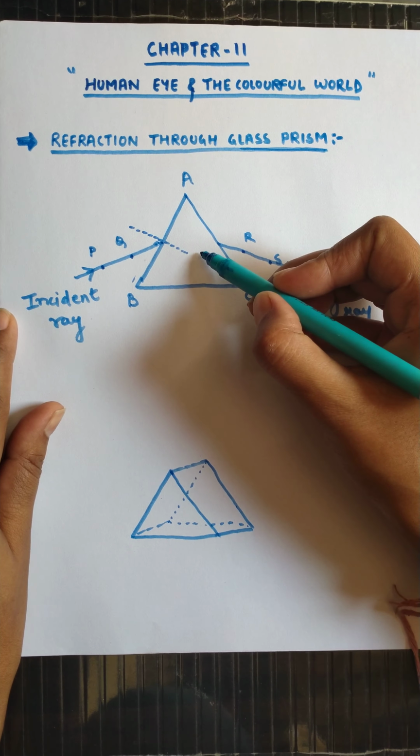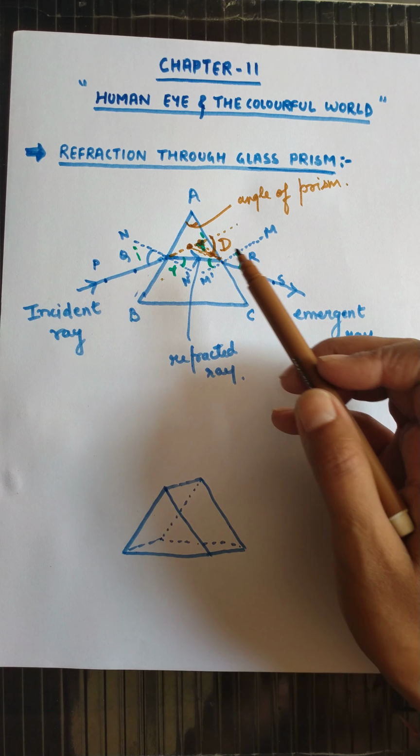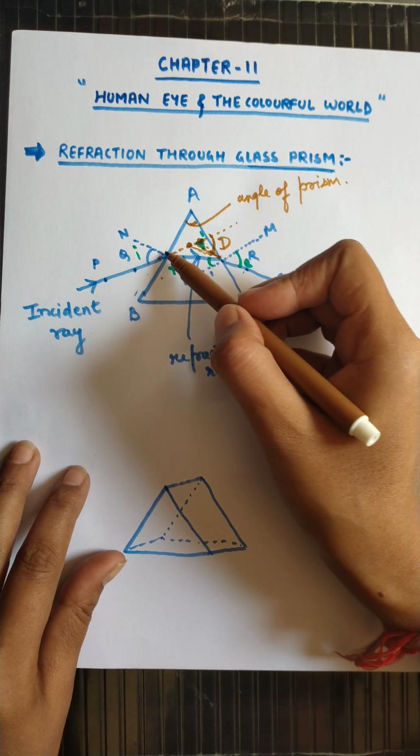Okay, and there is an angle. Suppose this is a refracting surface, and this is a refracting surface. These two surfaces participate in refraction, and the angle between both these surfaces is called the angle of prism. So angle A here represents the angle of prism. PQ is the incident ray, then over here it is point O, and this one is point O dash. O O dash represents the refracted ray, and RS represents the emergent ray.